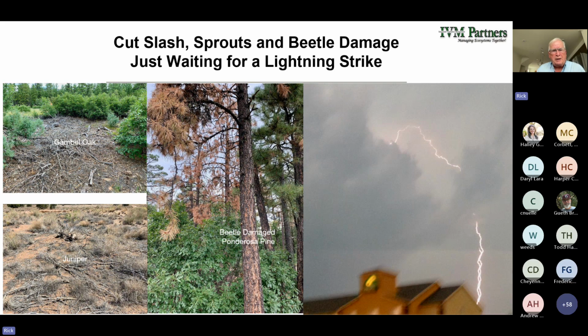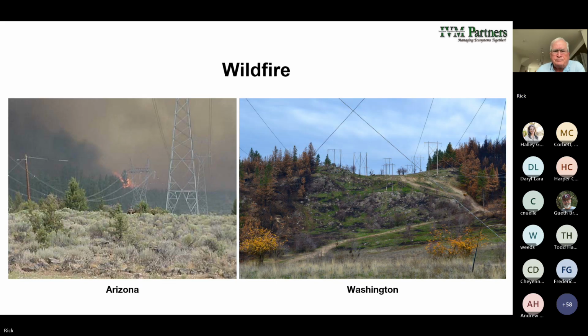So you get them sprouting, but you also, in high elevation, you've got the oak. Low elevation, you've got juniper. You're in that high desert type of climate. Things do not biodegrade very quickly like they would in the east because we don't have the moisture. Then you have issues with pine bark beetles with the ponderosa pine. All you need is a lightning strike, and then you've got wildfire.